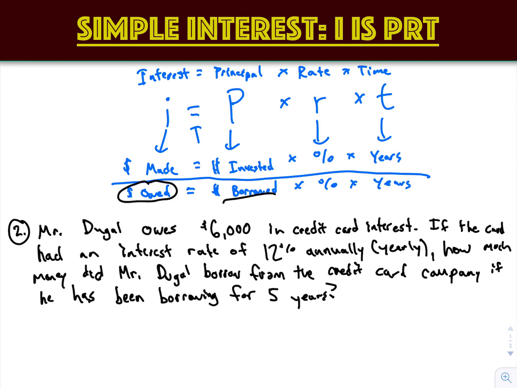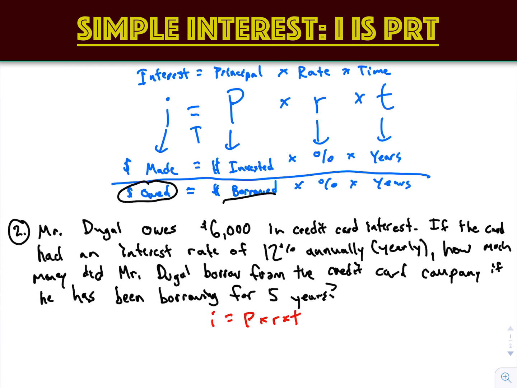So let's go through this and see what we have. Again, the equation is I is Purdy. I equals P times R times T. All right, Mr. Dugal owes $6,000 in credit card interest. If the card had an interest rate of 12% annually, yearly, how much money did Mr. Dugal borrow from the credit card company if he has been borrowing for 5 years?